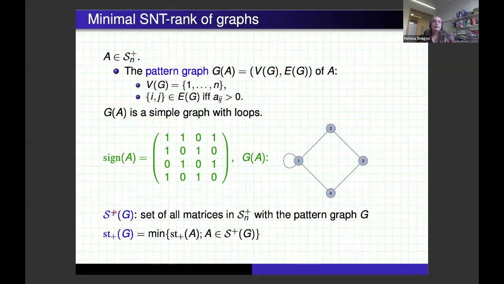Starting with the graph, I can study the set of all matrices with this given pattern, and I call the set ST plus of G. So ST plus of G contains all non-negative matrices whose pattern graph is this given graph G. And the parameter that we want to understand is the minimal SNT rank among all matrices in this family of matrices. So I'm looking for all of the matrices that have given pattern graph, and I want to know what is the minimal rank that these matrices can achieve. That is called SNT-rank of G, denoted by ST plus of G.